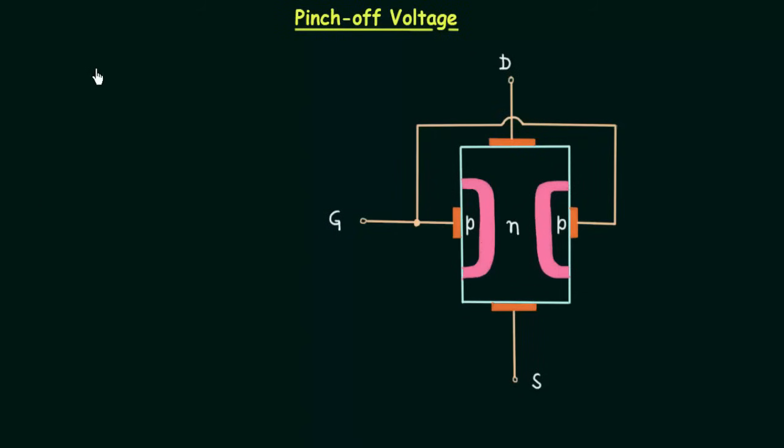In the previous lecture, we saw the working of JFET when VGS, gate to source voltage, was equal to 0 volt and VDS, drain to source voltage, was equal to VDD, where VDD is some positive voltage. Now in this presentation, we will discuss pinch off voltage. But first, we will discuss what we have learned in the last lecture.